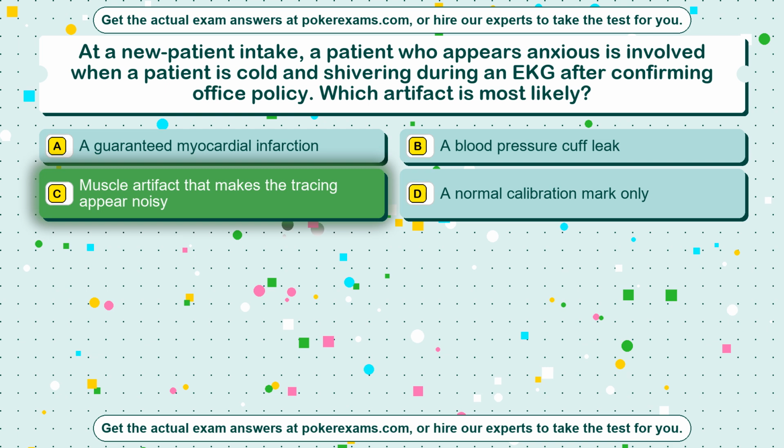The correct answer is option C. Muscle artifact that makes the tracing appear noisy.